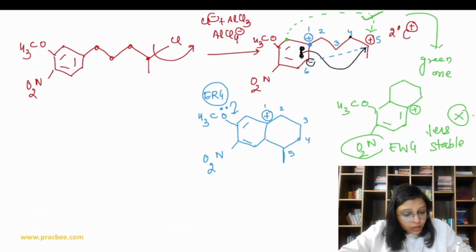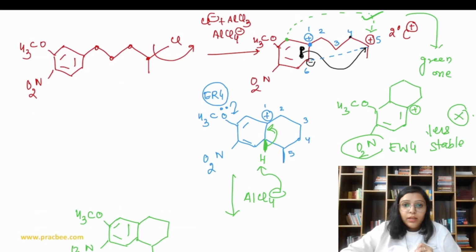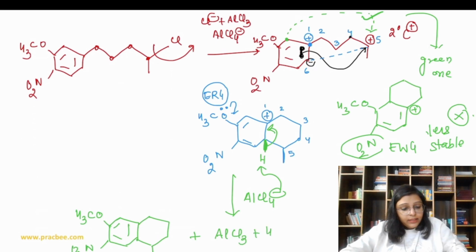Now we have AlCl4 minus. So what will it do? It will abstract a proton and the electrons of this bond shift over here. So when this happens, we get OCH3, NO2 and this. Okay, so this is going to be the answer. Clear? And with that we get AlCl3 and HCl.